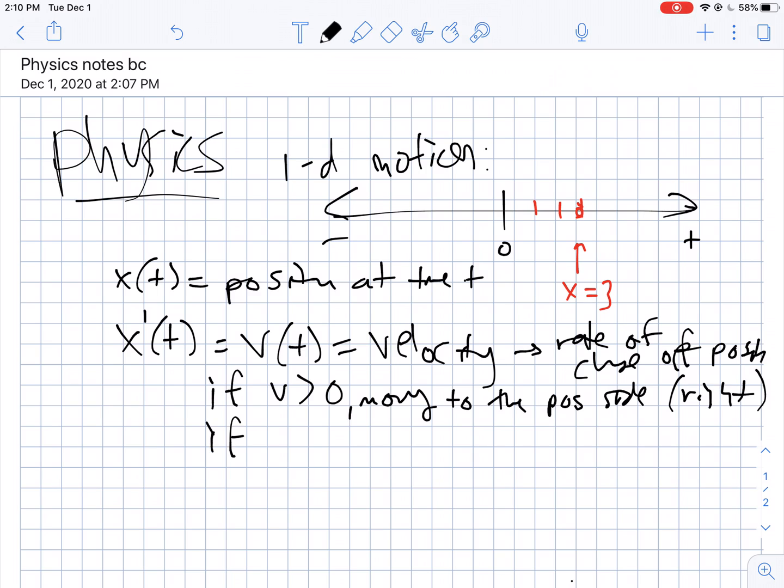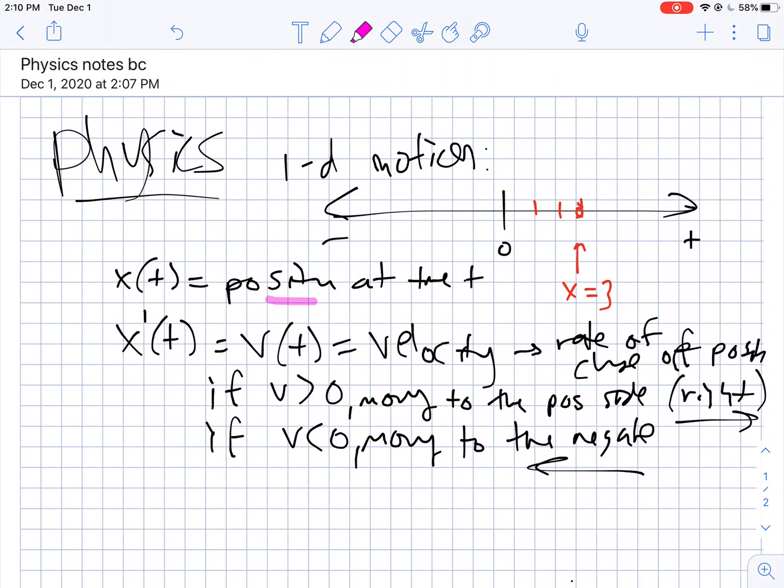If that velocity is negative, that means you're moving in the negative direction. So that would mean you're moving to the left side. Positive velocity means you're moving to the right side. It doesn't matter where you are, it's just telling you what the direction is. Okay, so that was position, that was velocity.